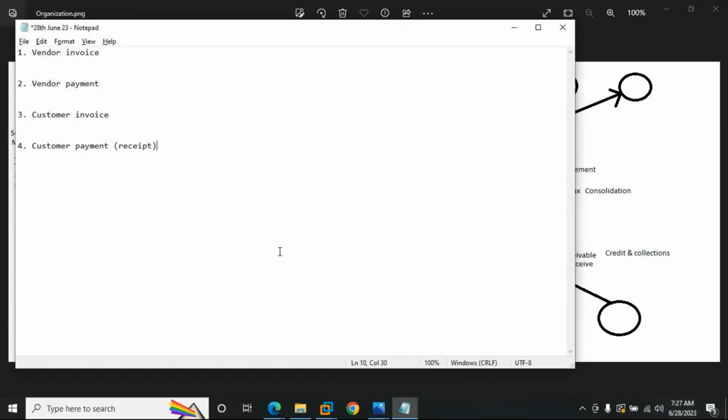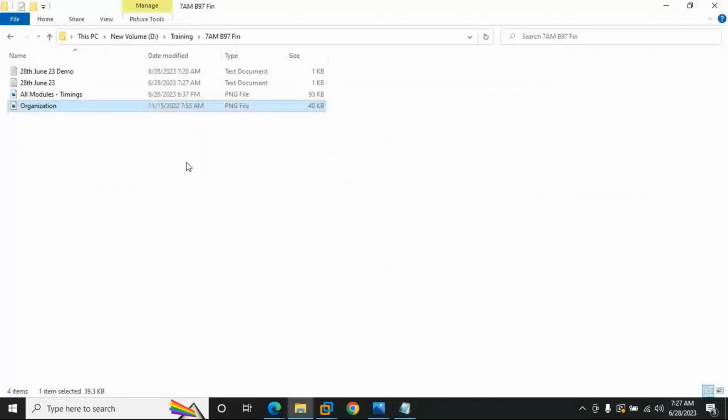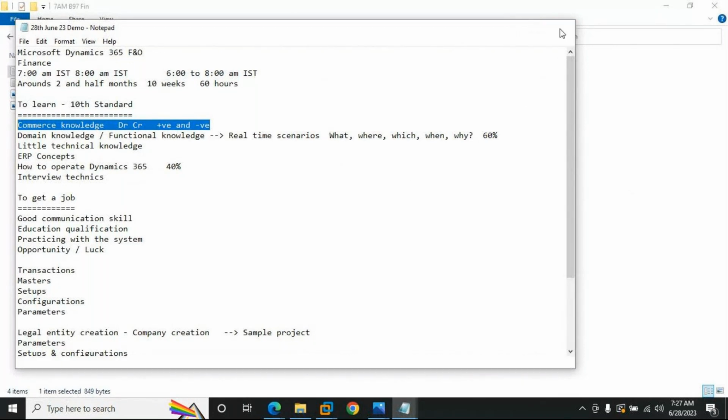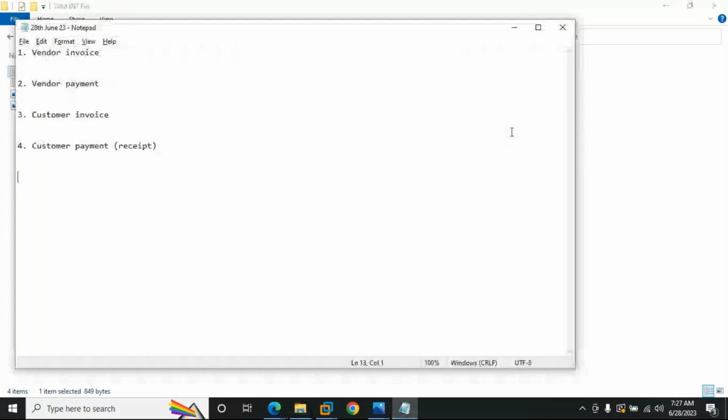Okay. And if you want to understand finance, as I told you, you have to have knowledge of commerce. Simple commerce is very simple. One is positive, another one is negative. Positive means your money, negative means you need to pay money.